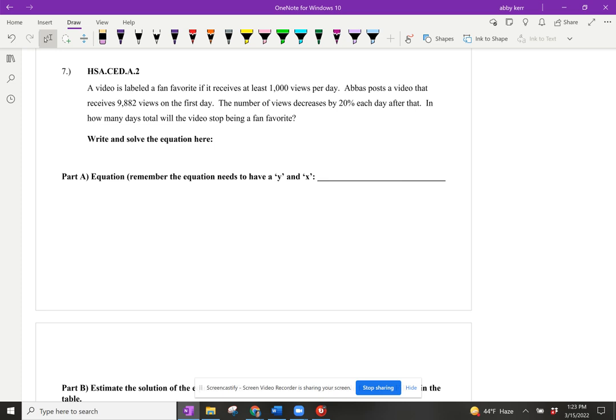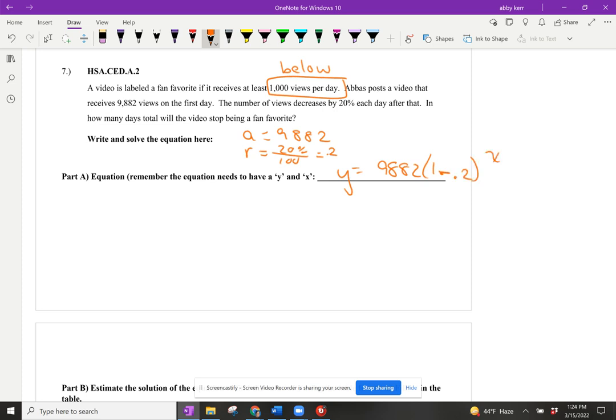Now for number 7, we have a video that is labeled a fan favorite. And we need to see when it drops below 1,000. So our A value is going to be 9,882. Our rate, divide this by 100. So then our equation will be 9,882, 1 minus 0.2 raised to the x. Or some of you are just simplifying it, totally fine.